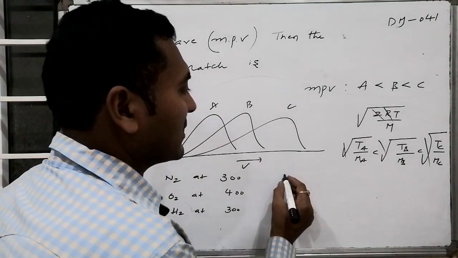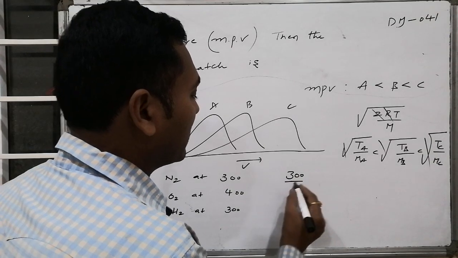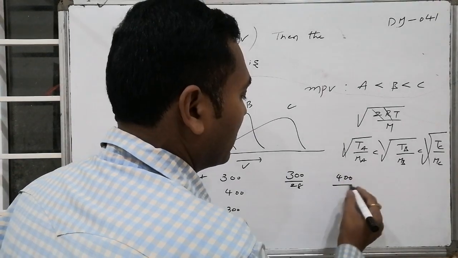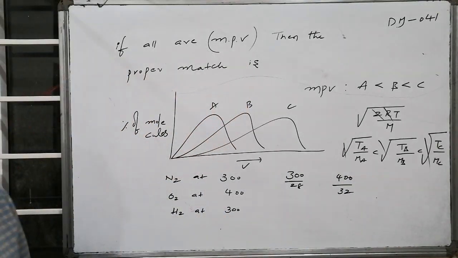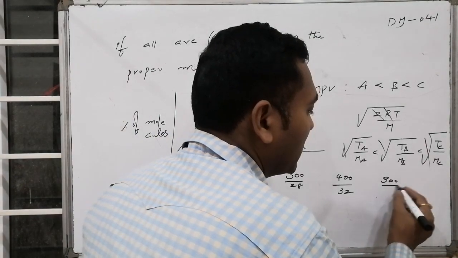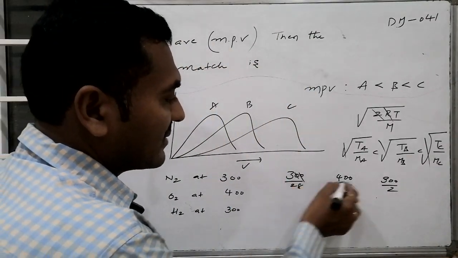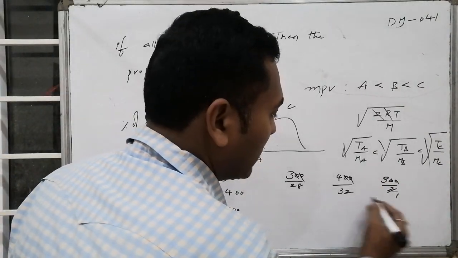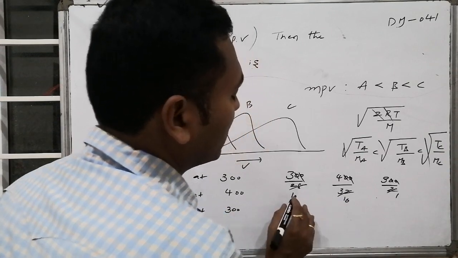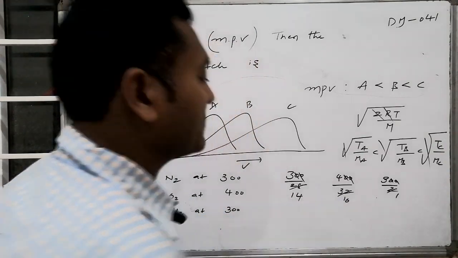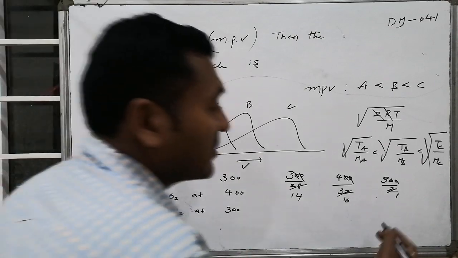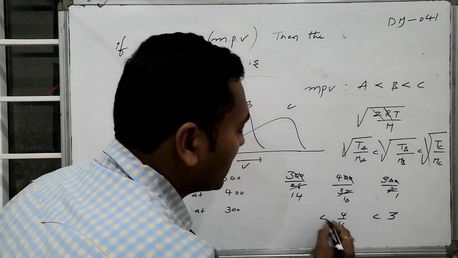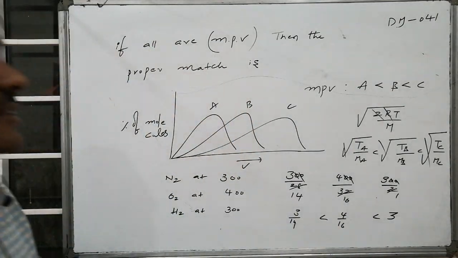For nitrogen, that is 300 divided by 28. For oxygen, 400 divided by 32. For hydrogen, 300 divided by 2. All the hundreds get cancelled. Cancelling further, this becomes 3 by 14, this becomes 4 by 16, and this becomes 3 by 2. So 3 by 14 appears to be a very small value compared to 4 by 16.